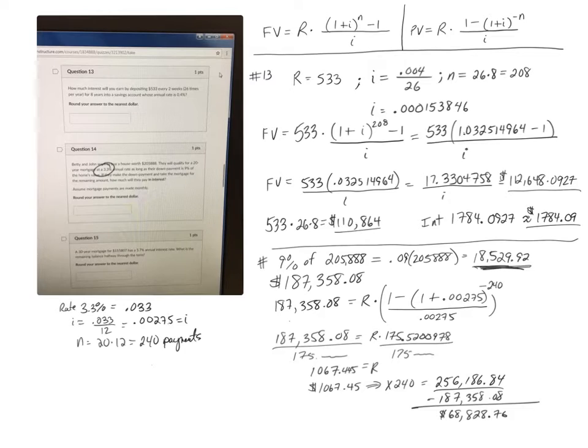But notice the whole idea is find out what the monthly payment is, and then figure out what the total payment's going to be by taking that monthly payment, multiplying it by how many total payments there are, and that's the total payment to the bank, and then whatever the difference is between that and how much you borrowed, that's the interest that you paid.